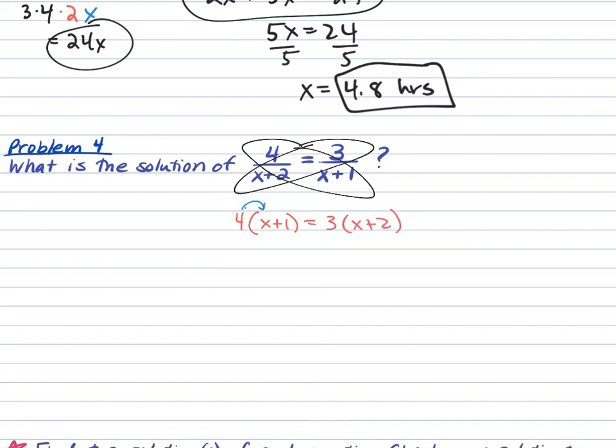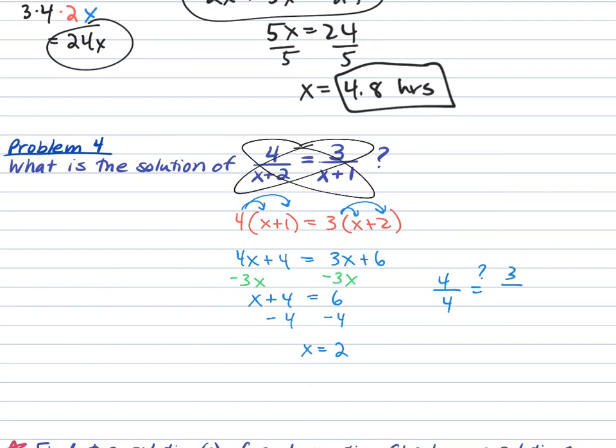So if we distribute this, we get 4x plus 4. And this is 3x plus 6. So if we subtract 3x from both sides, we get x plus 4 equals 6. So x equals 2. And this was one we can check. 4 over 4. Does that equal 3 over 3? 1 equals 1, yes. So x equals 2.